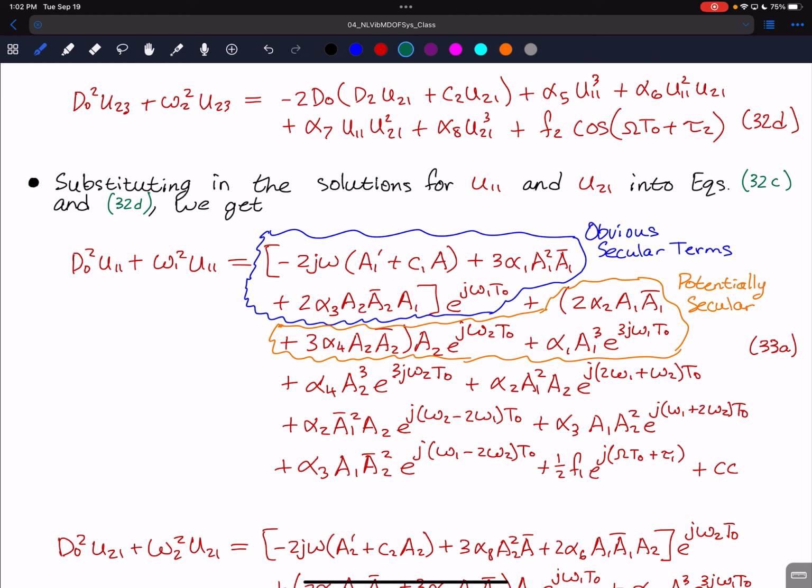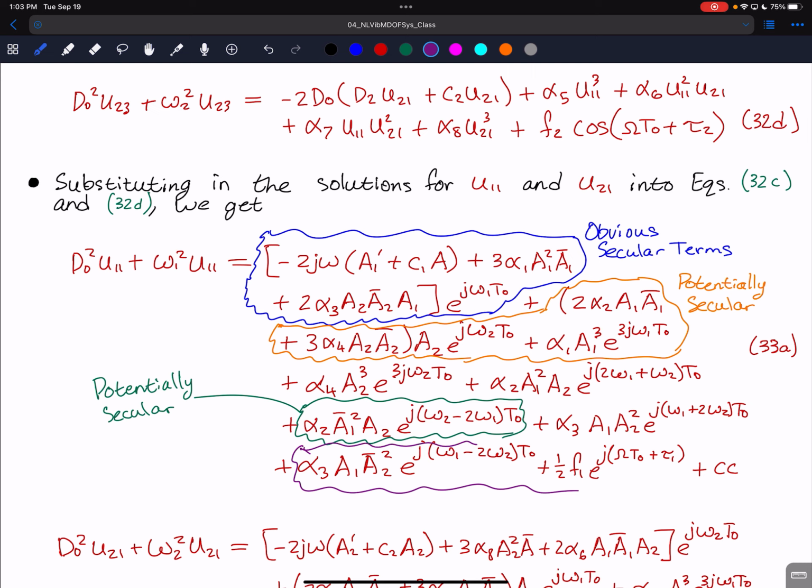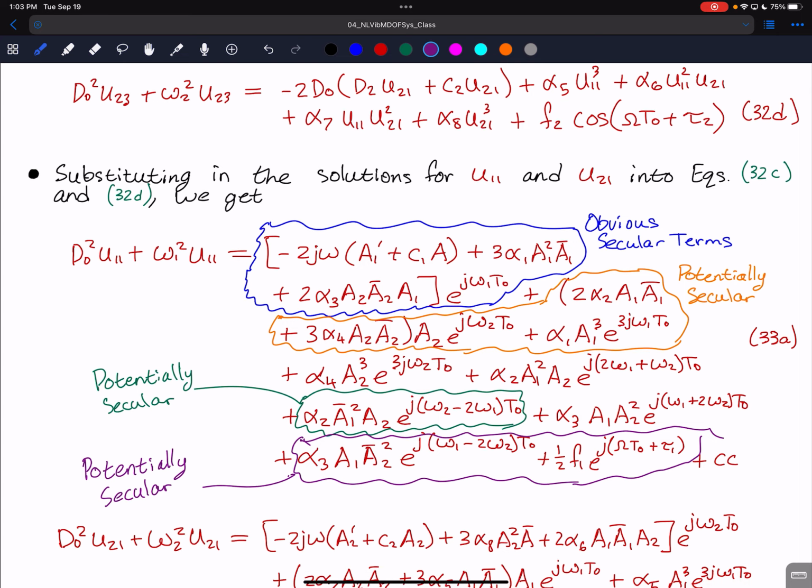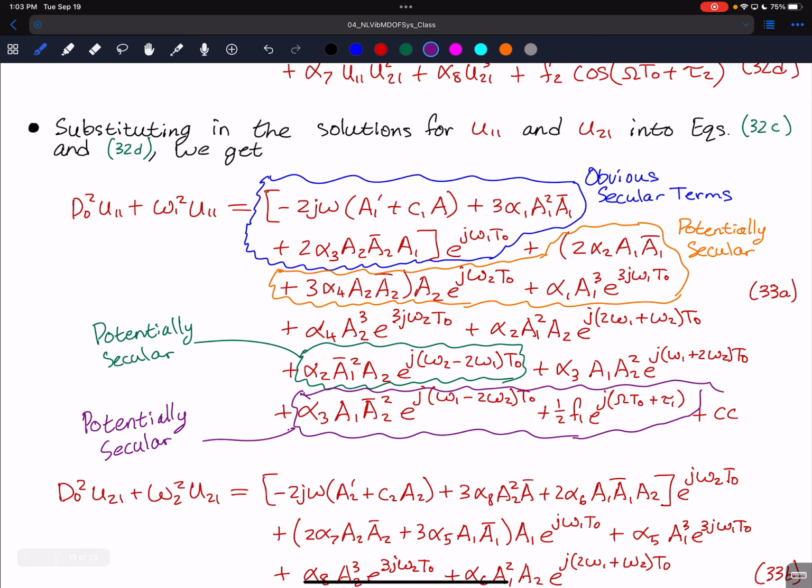We also have another term that is potentially secular down here. And then one last term at the bottom. And this time, that external forcing we're including in our potentially secular terms.